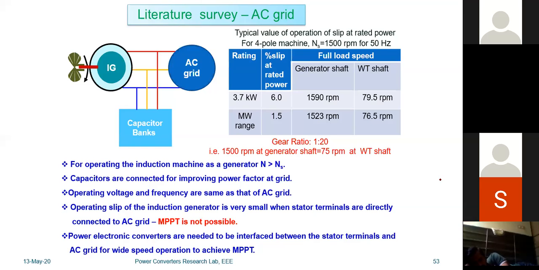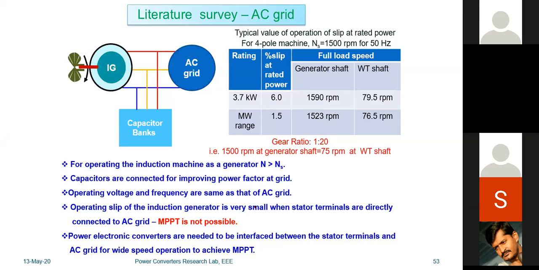I said that the fixed speed wind turbine operates when the speed of the machine is greater than the synchronous speed. So the capacitors are connected for improving the power factor at the stator terminal. Since the generator is operated with a fixed speed, MPPT is not possible.